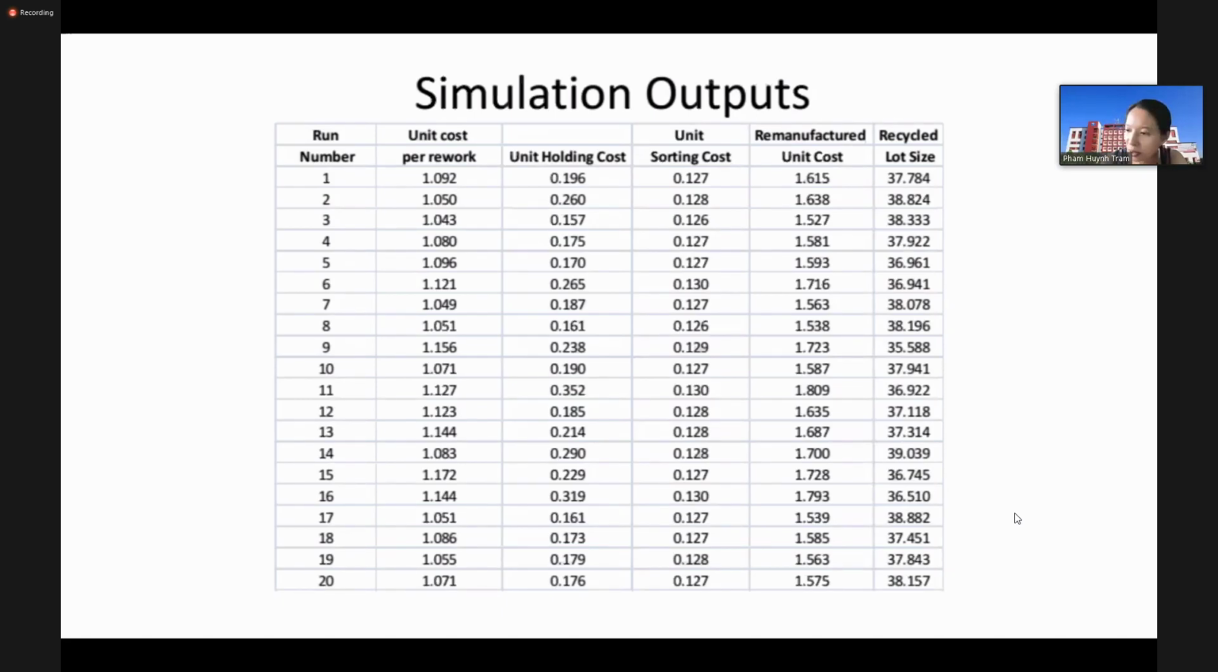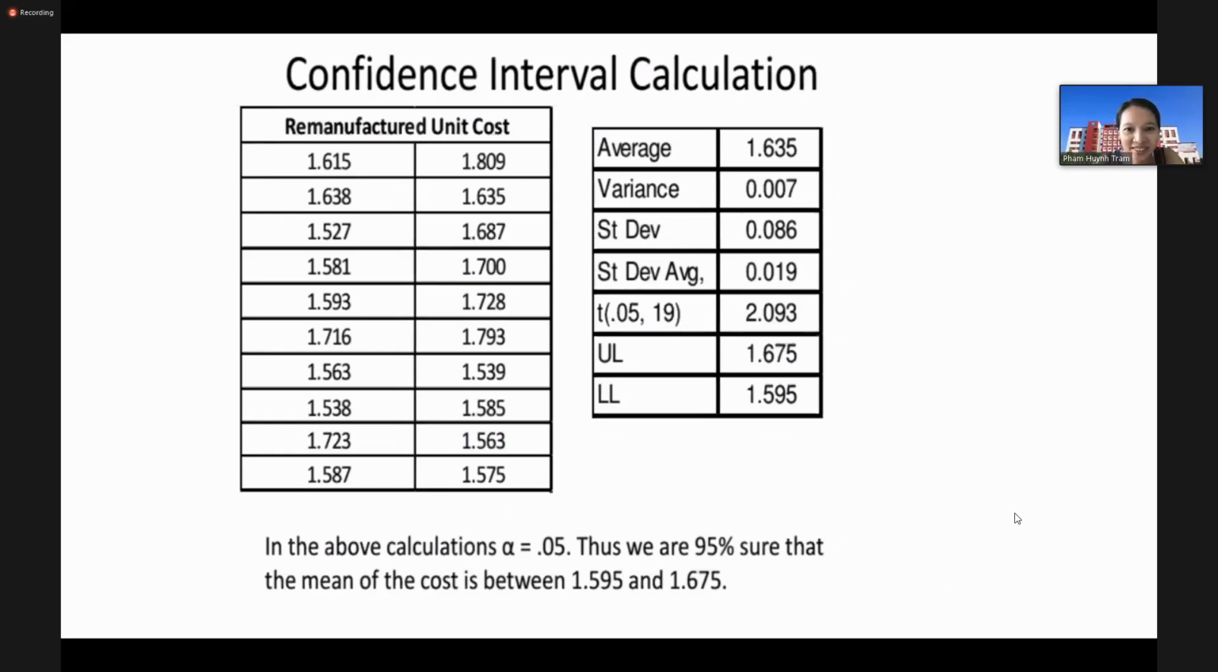Here we will run the simulation many times, and one replication we will run for different products here. We get the remanufacture unit cost for different replications. We got the average and the standard deviation. This one is the upper limit and the lower limit of our confidence interval.